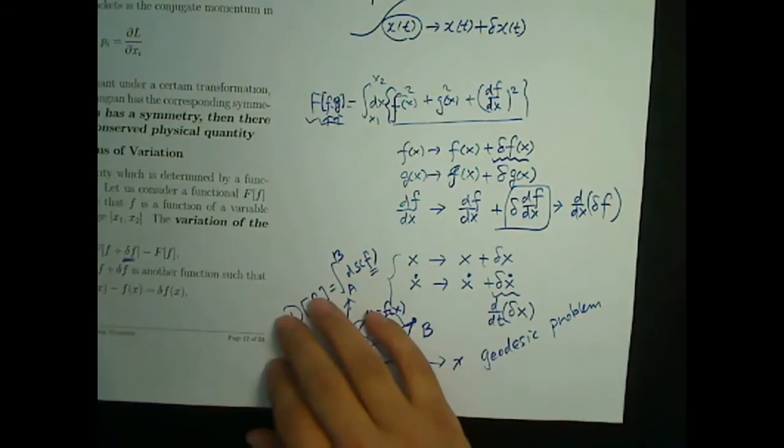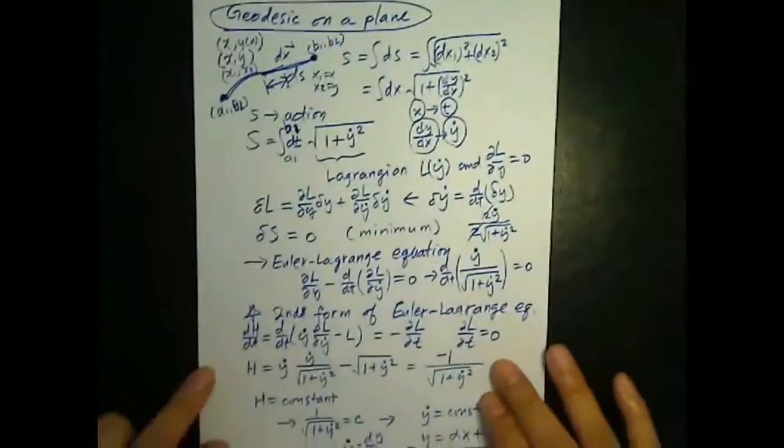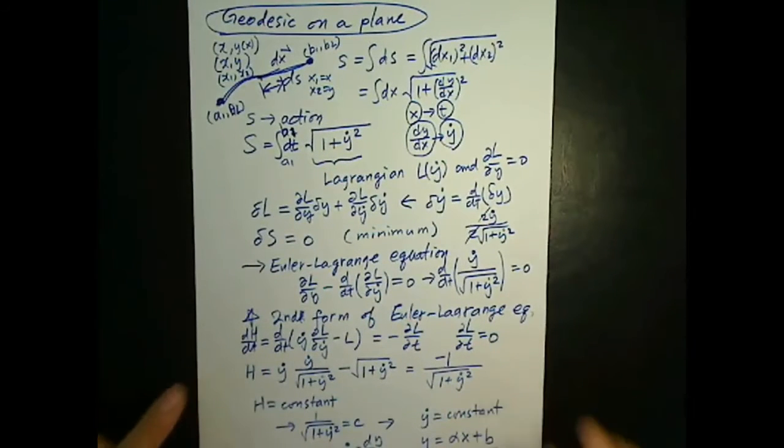Okay, let us find a simple example of a geodesic on the two-dimensional plane. And as you know, you already know the answer. It should be a straight line.